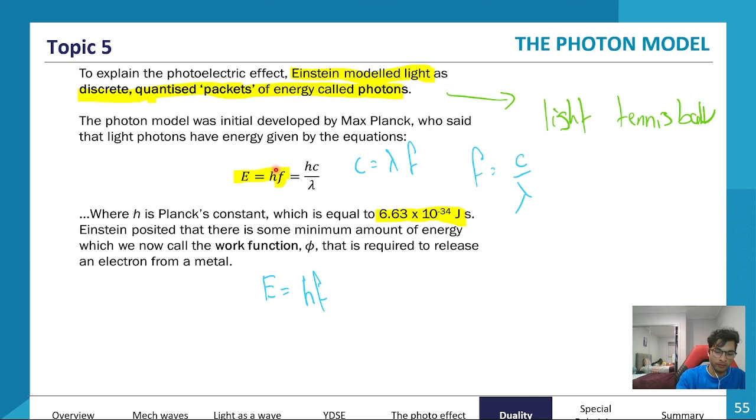The other thing that Einstein found was something called a work function. Work function is the minimum amount of energy needed to release the electron. So for each metal, there's a minimum amount of energy that you need to displace the electrons.